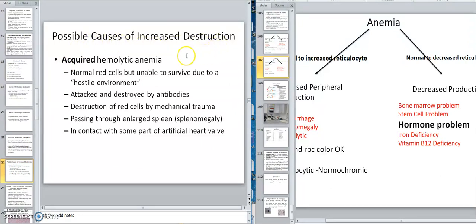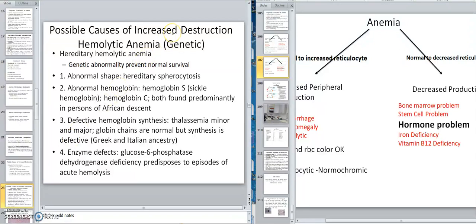Possible causes of increased destruction. Hemolytic anemia. They can't last long enough. They may have an autoimmune cause, maybe trauma. That means it could be internal bleeding. You could have internal or external. External, you would think, oh, I see it. No, not if it's coming from the intestine, you may not. Okay, splenomegaly. The spleen is taking out red blood cells much too early. That's a possible cause of increased destruction, like I said.